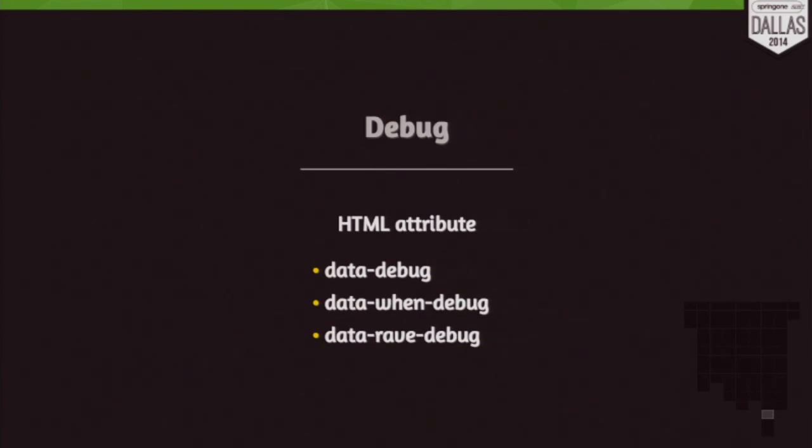You can debug things with Rave. There are some data attributes that you put on your HTML that give you information for debugging, and there are different levels of debugging available.